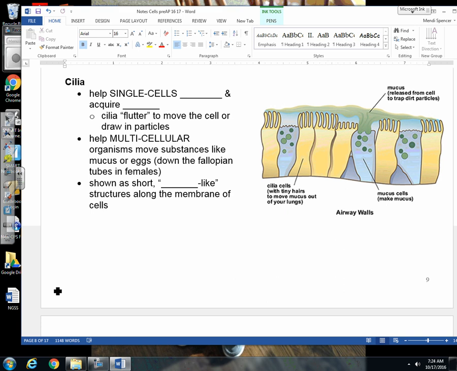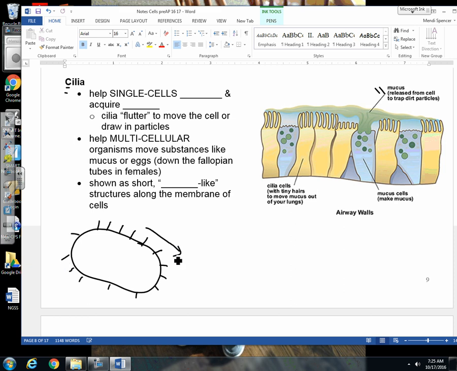Next, we're going to take a look at structures that can help cells move or help move substances around in your body. In this situation, we're trying to move mucus. We're trying to move mucus up from your lungs to your throat. And we're going to use a cell part on these specialized cells that are called cilia. Sometimes you're going to see cells diagrammed like this with cilia on their surface. And this would be a simple unicellular organism that is using the cilia to move in one direction.